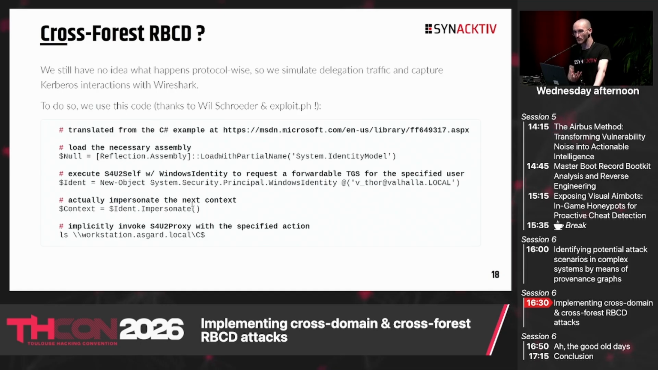So our next goal was to simulate the Kerberos traffic of the RBCD delegation mechanism, capture the traffic and study it with Wireshark and try to reproduce it with Impacket again. So to perform the delegation, we used this bit of code that was documented by Will Schroeder and exploit.ph, which will allow to impersonate the V4 user, which is here, and access the workstation, which we configured before with administrative privilege for this user, and impersonate this user.